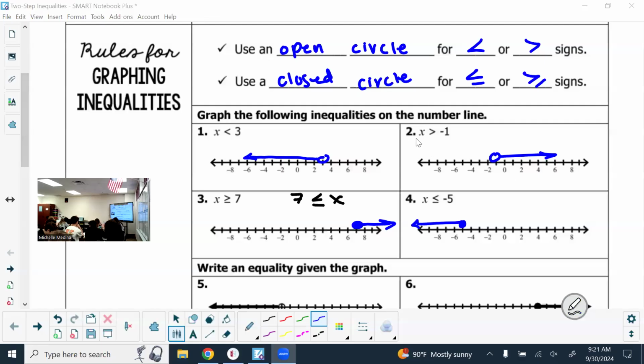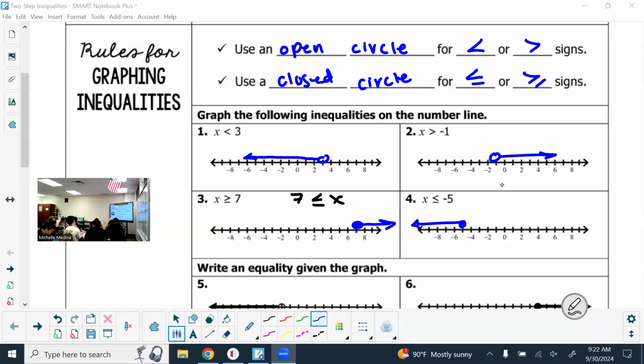All right, so once the x is isolated, graphing them goes according to what number it's being compared to. That's what your circle should be on. For this one, it should be an open circle because -1 is not greater than -1. It doesn't have that little equal to part in there. And it should point at the numbers that are greater than -1.